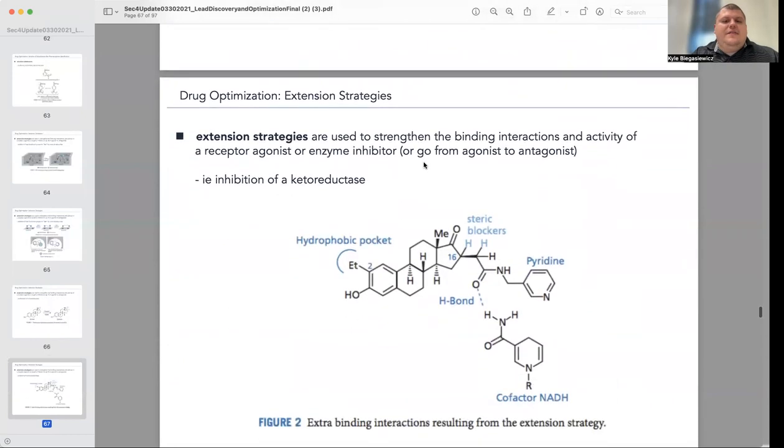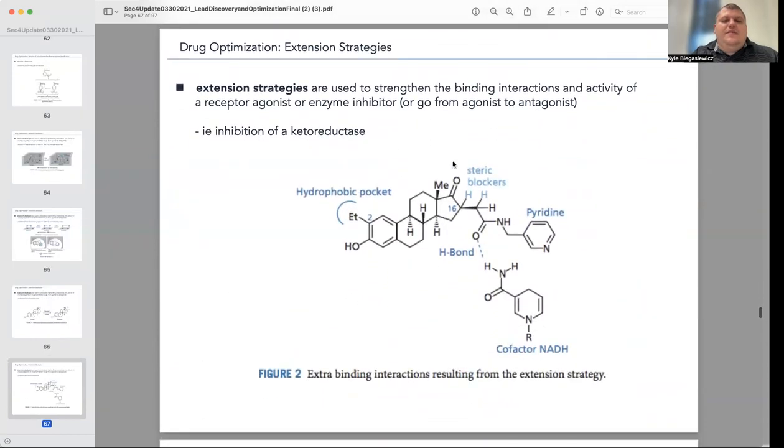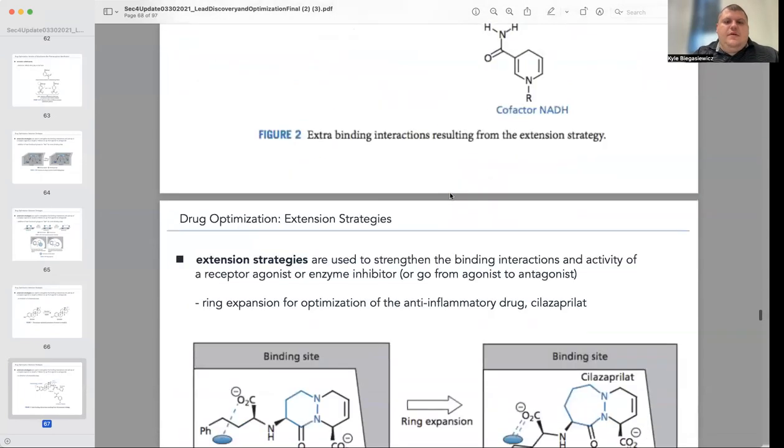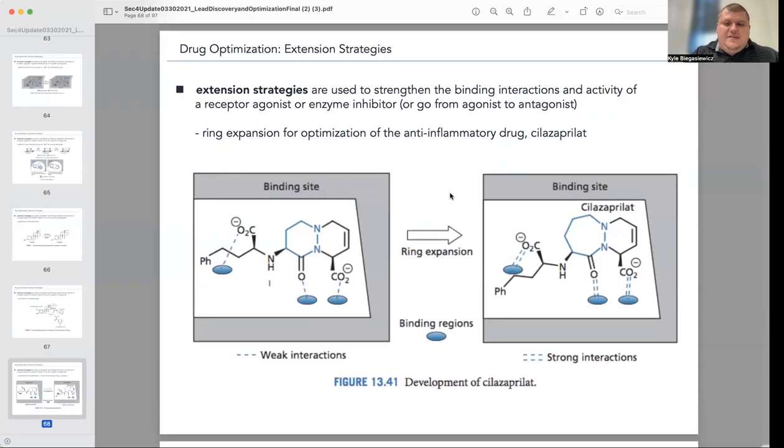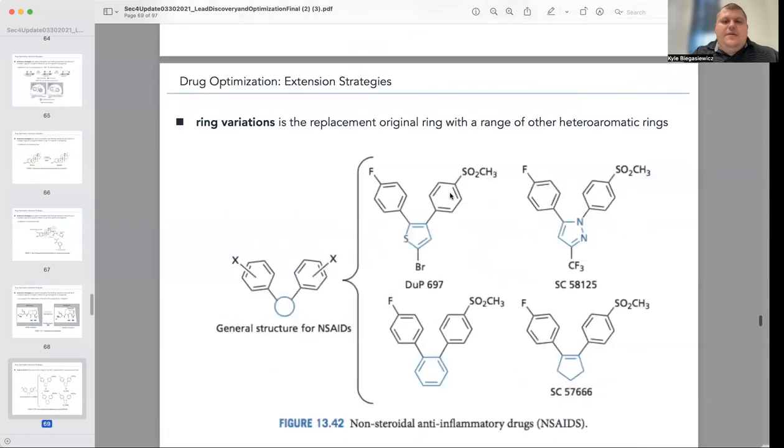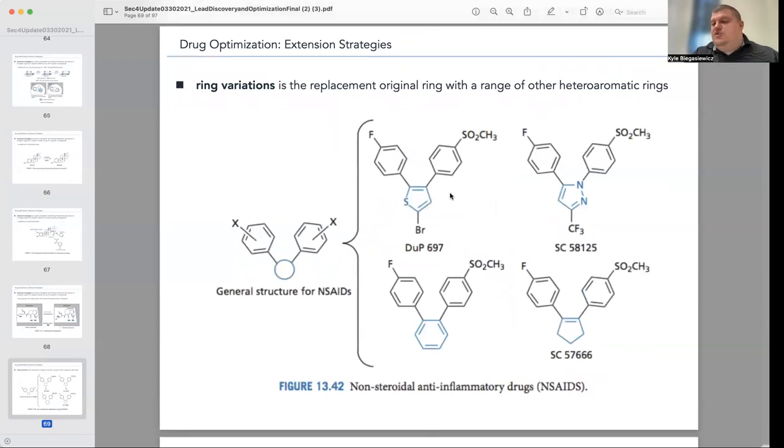And that occurs with a steric blocker type situation where when you install one of those, right, it prevents ketone reduction of this steroid here. And that's important. So 66, 67, I would definitely know. 68, that also covers extension strategies and the effects that those have. I would know those.